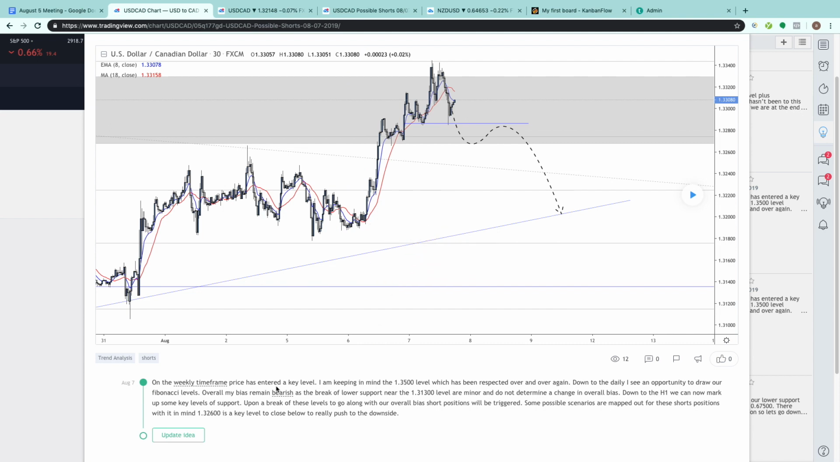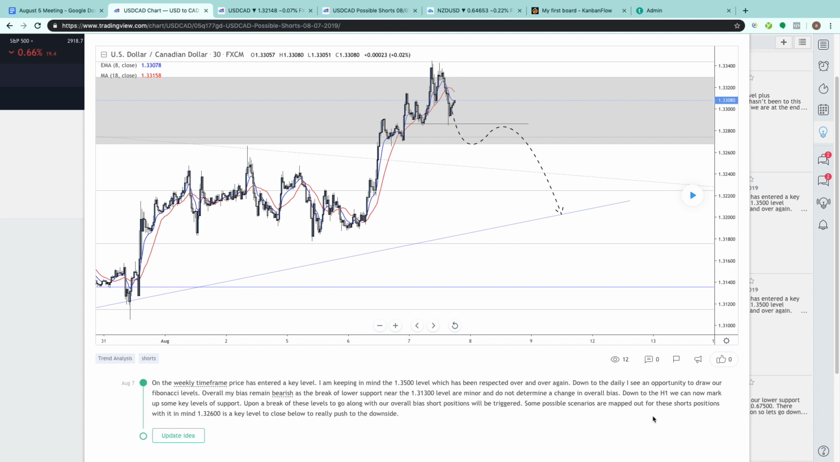I just want to do a quick read-through of the comment that I put here, August 7th. Today is August 9th, so this was actually posted on Wednesday. On the weekly time frame, price entered a key level. I'm keeping in mind the 1.3500 level, a psychological level, which has been respected over and over again. Down to the daily, I see an opportunity to draw our Fibonacci levels. Overall, my bias remains bearish, as the break of lower support near the 1.313 level is minor and does not determine a change in overall bias.